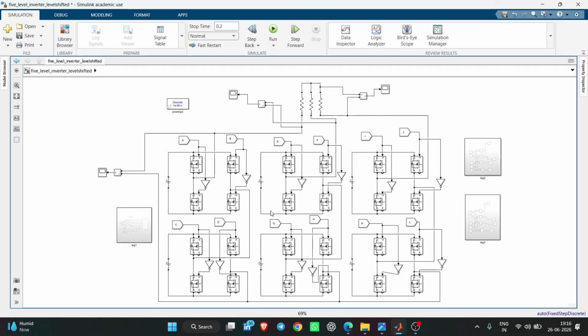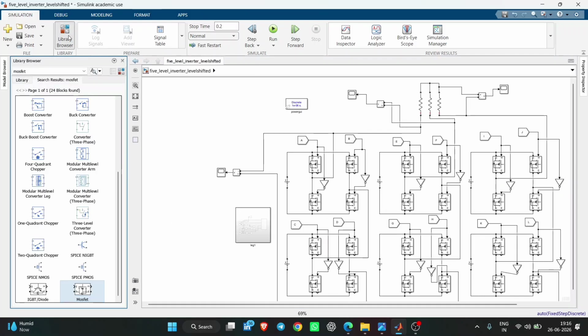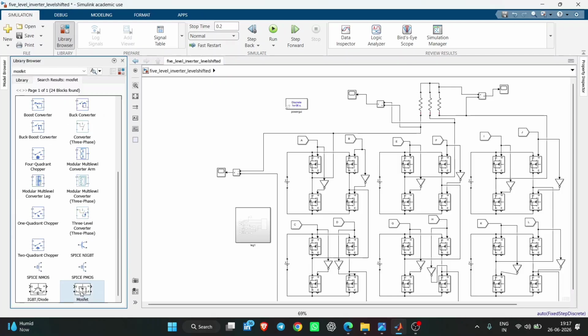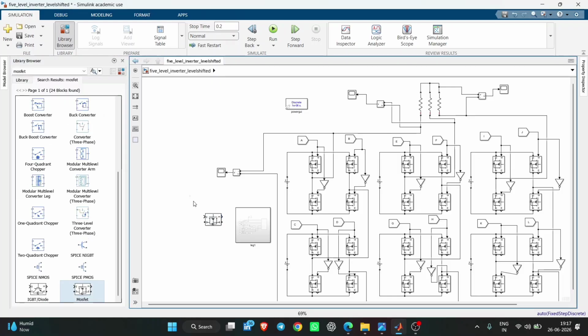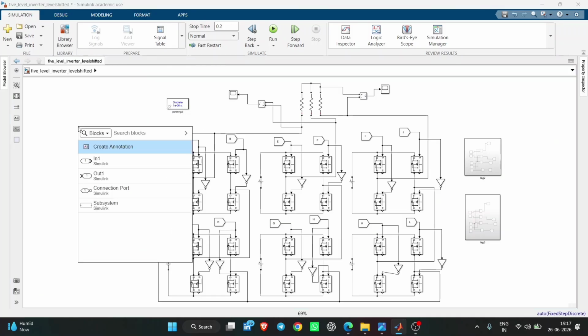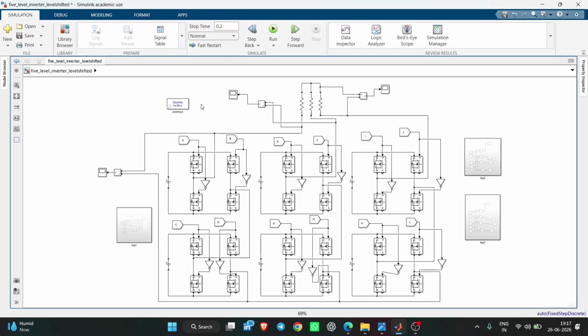This is the complete Simulink diagram of the 5 level. If anyone doesn't know how to use all these components in the workspace, go to the library and search for MOSFET. Scroll down, you will get the MOSFET. Just drag and drop. All the components I have used like this only. This is the power GUI, so you can search it. Double click power GUI. So these are simple things.